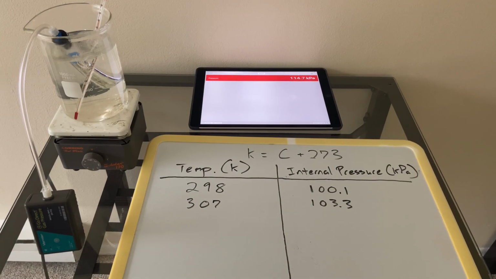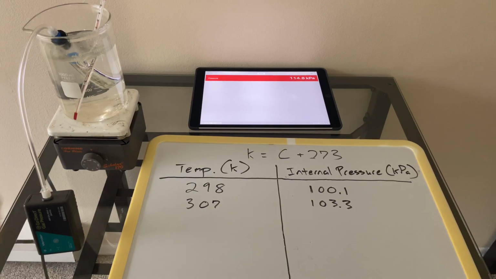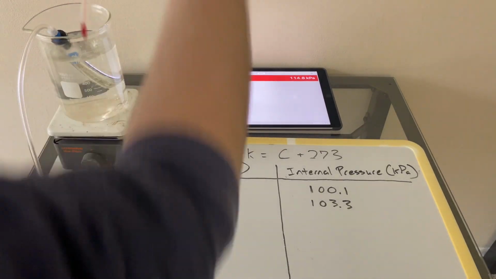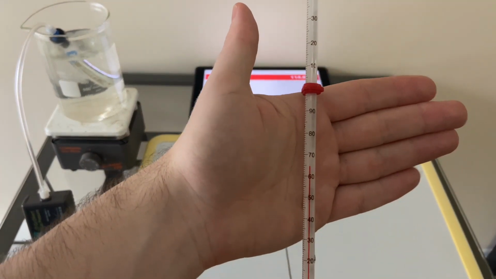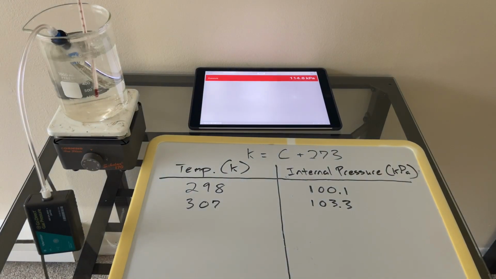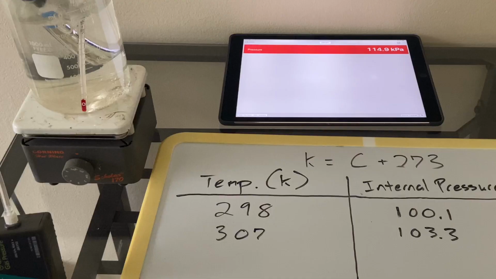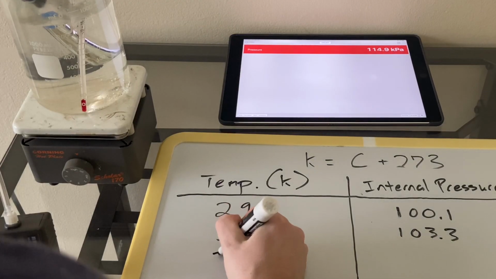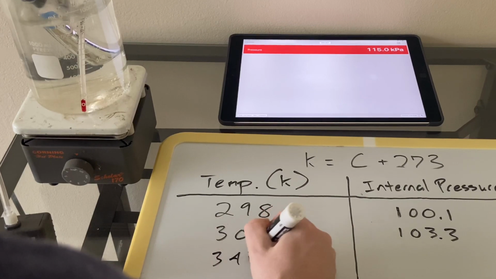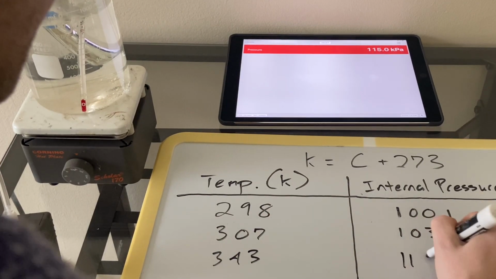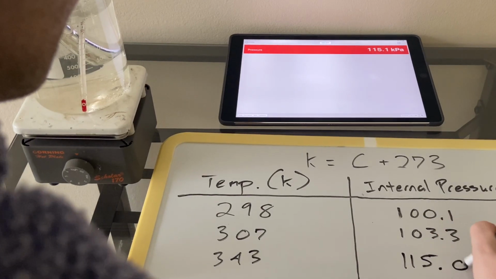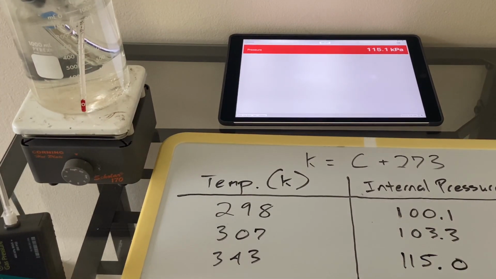We're going to let that sit on the hot plate another 5 minutes and check the temperature again. This time it's gotten all the way up to 70 degrees. I know it's a little lower on the thermometer there, but that's because the thermometer dropped very quickly after I took it out, but it was 70 when it was in the water. That converts to 343 Kelvin. And the pressure sensor, you'll notice, is drifting up and down a little bit, but on average, it's about 115.0 kPa.